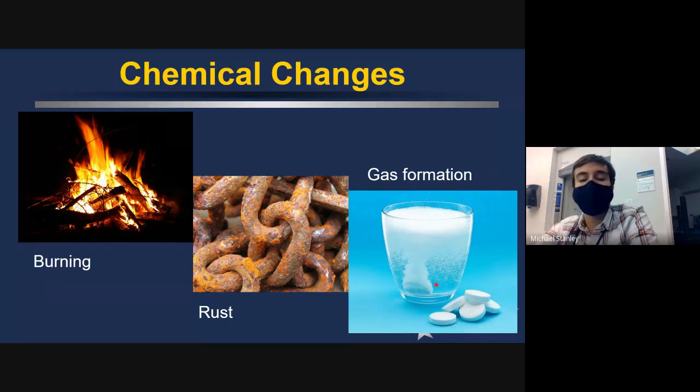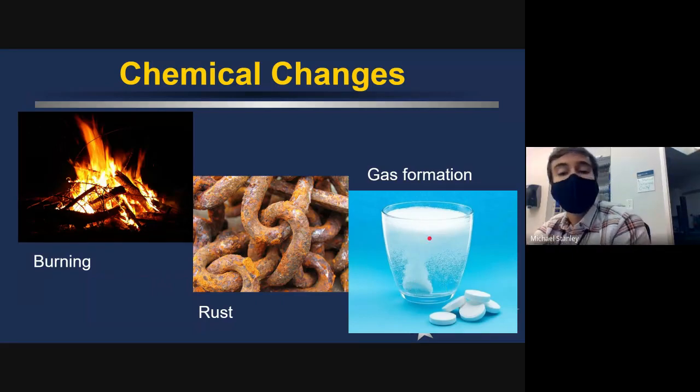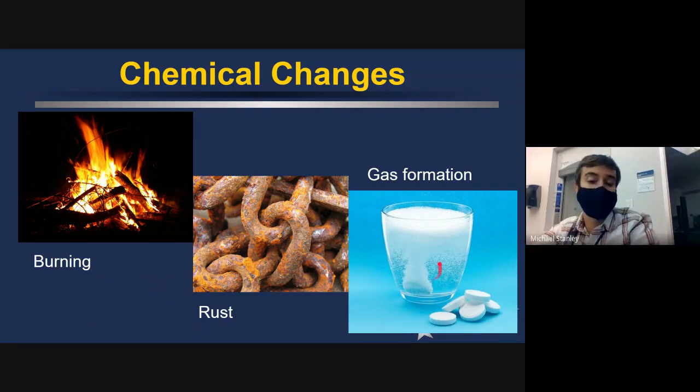So the tablet is coated in not just the medicine, but also this chemical that'll cause it to react with the water. So the water and the tablet react together and it produces lots and lots and lots of gas. Again, this gas was not here before. This is a new substance being produced by the interaction between the water and the tablet. And so we have a chemical change on our hands. The water and the tablet are being chemically changed into this gas that is then bubbling and fizzing up to the top of our cup.